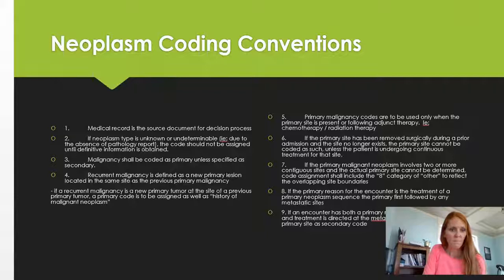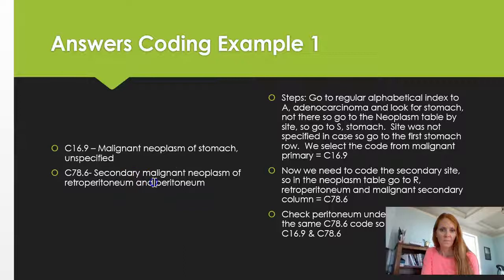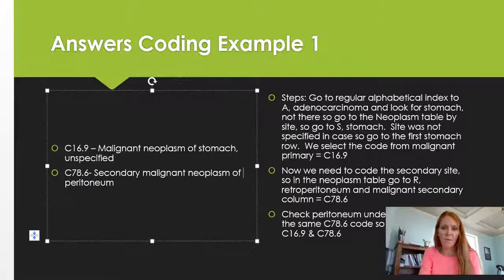So let's do a coding example. I have a 52-year-old female who's admitted with adenocarcinoma of the stomach that spread to the peritoneum. So I'm going to give you just a minute. Okay, so hopefully everyone's going to the table. So in the table, you're going to look up stomach.